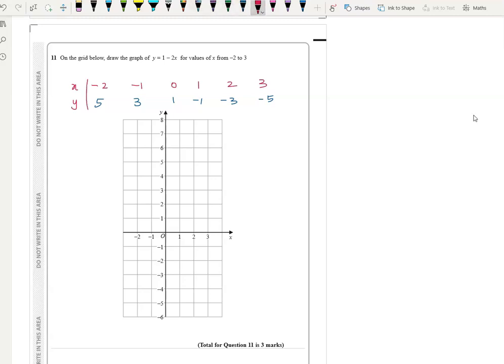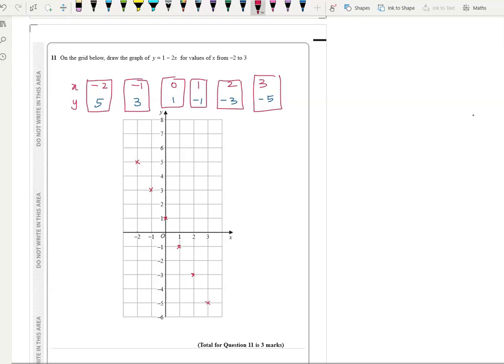The first point is when x is minus 2, y is 5. So this is your first point. When x is minus 1, the value of y is 3. X is 0, y is 1. When x is 1, y is minus 1. X is 2, y is minus 3. And when x is 3, y is negative 5.